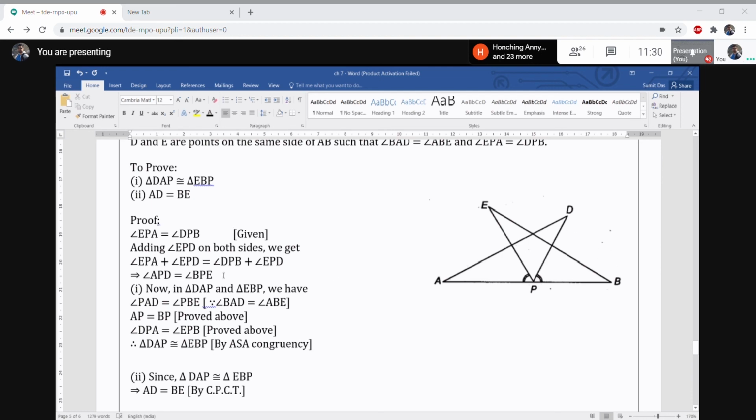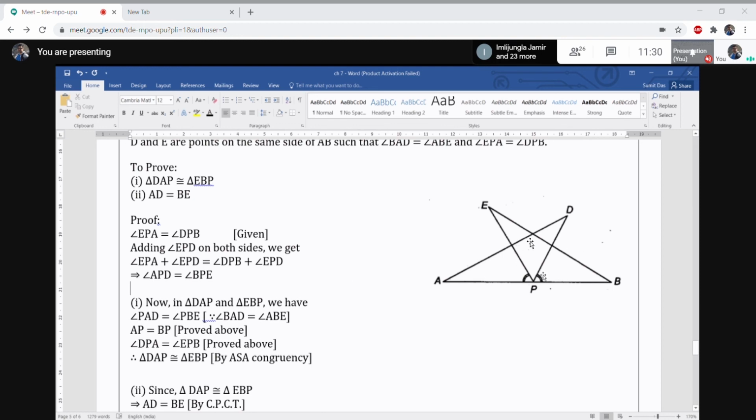Now in triangle DAP and triangle EBP, what do we have? We have PAD and PBE, these two angles are equal. Look, it is given BAD and ABE are equal, right? So BAD and PAD are the same angle. Similarly, ABE and PBE are both the same angle. It's denoting this angle and this angle. So they are equal.